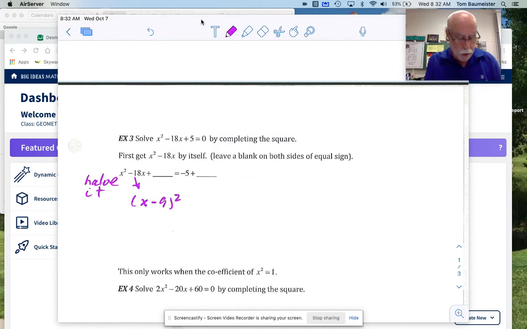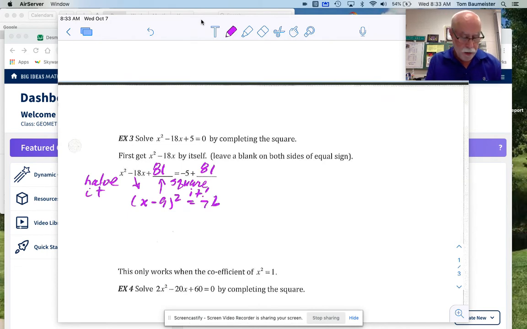And then I'm going to take this negative 9 here, and I'm going to square it. And negative 9 squared is 81. So whatever I put on one side of the equal sign that wasn't there before, I have to put on the other side of the equal sign. That's why I have it over here. Okay? So, and if we add that up, we'll get negative 5 plus 81. That is going to give us 76.